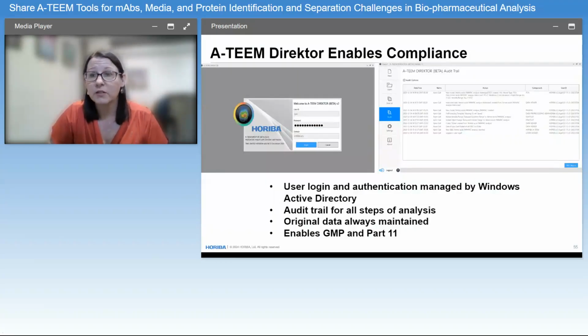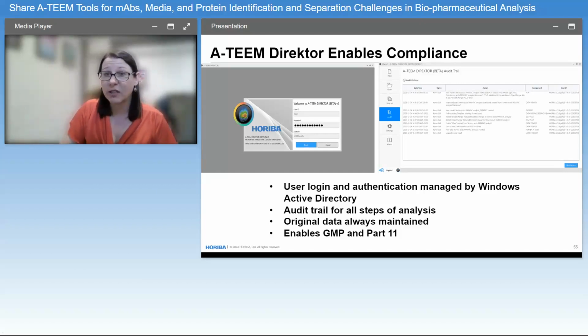And aside from the easy to follow guided workflow for A-TEEM, A-TEEM Director enables compliance. And so this includes user login and authentication that is managed by the Windows Active Directory. You have audit trail for all steps of the analysis, and the original data is always maintained. You can clone the data and work on that and make changes to that, but each step is tracked in the audit trail, and the original data always stays intact.